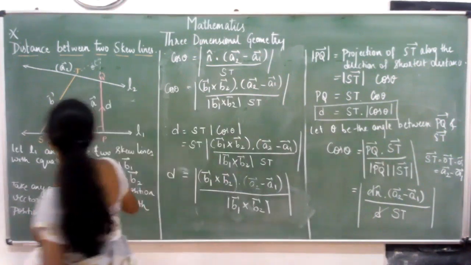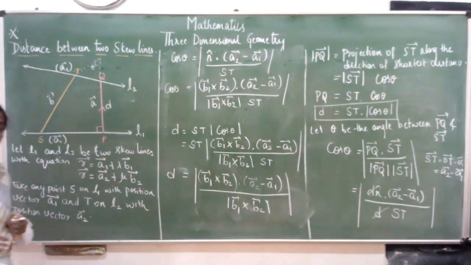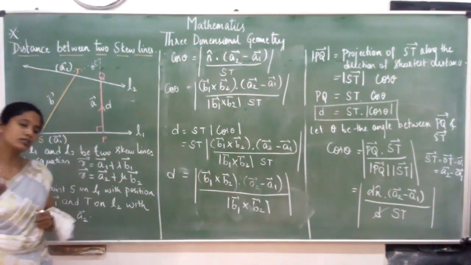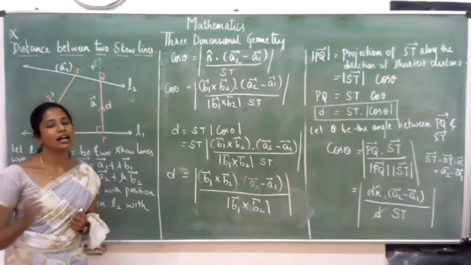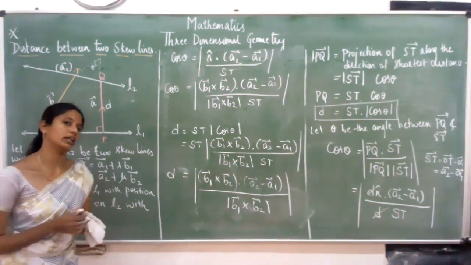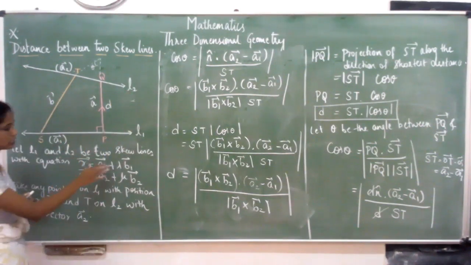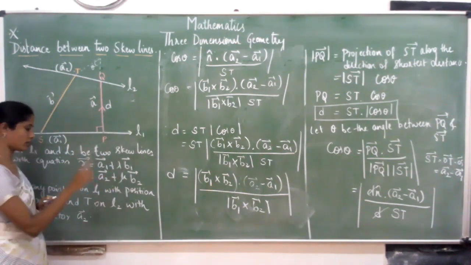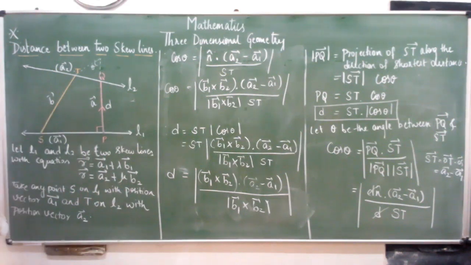So here what I have done is I have considered the two lines L1 and L2, and these two lines are what kind of lines? These are skew lines. What are skew lines? Skew lines are those lines which neither intersect nor are parallel, and they are also non-coplanar. So we have considered the two lines, and the equation of those two lines is given by vector r is equal to vector a1 plus lambda times vector b1, vector r is equal to vector a2 plus mu times b2.